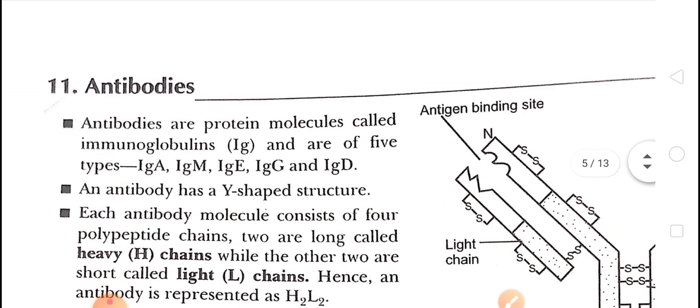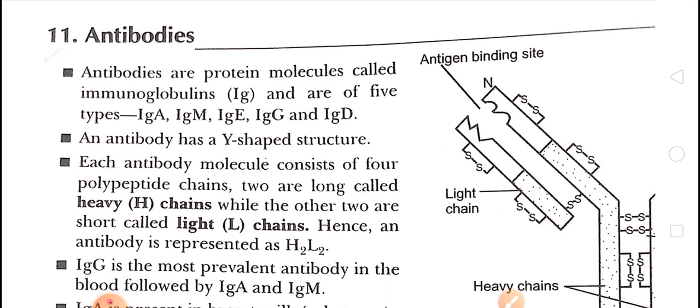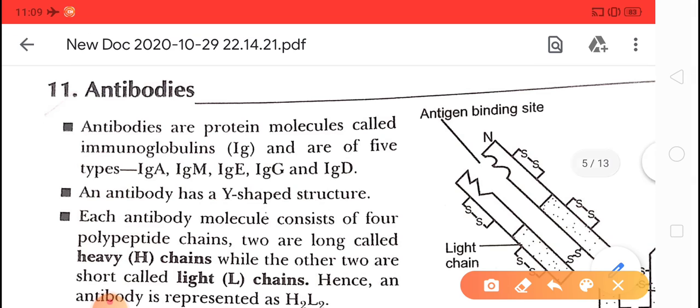Now next, children, that is antibodies. I told you antibodies are produced by B lymphocytes with the help of T lymphocytes. Okay, and the function of antibodies is to kill the pathogens. Now see about this. Antibodies are protein molecules called immunoglobulins. Okay, antibodies are called immunoglobulins, and they are protein molecules.